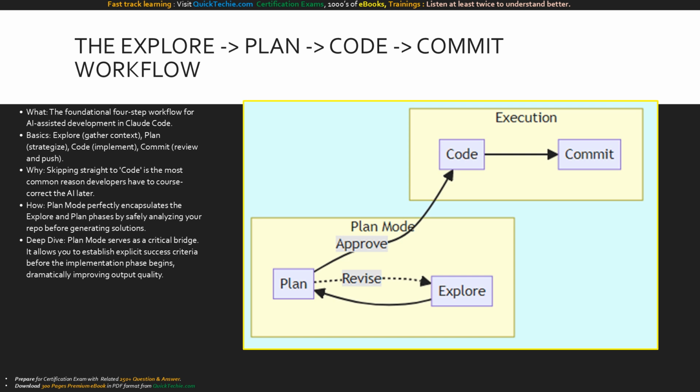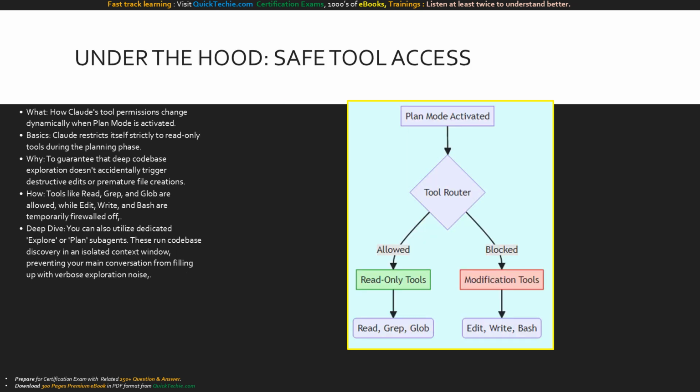This flowchart illustrates the golden workflow. Notice how plan mode encompasses the first two critical nodes, explore and plan. This read-only phase shields your codebase from premature edits. Once the plan is verified and approved by you, the flow progresses seamlessly into the code implementation and final commit stages. Let's look under the hood.